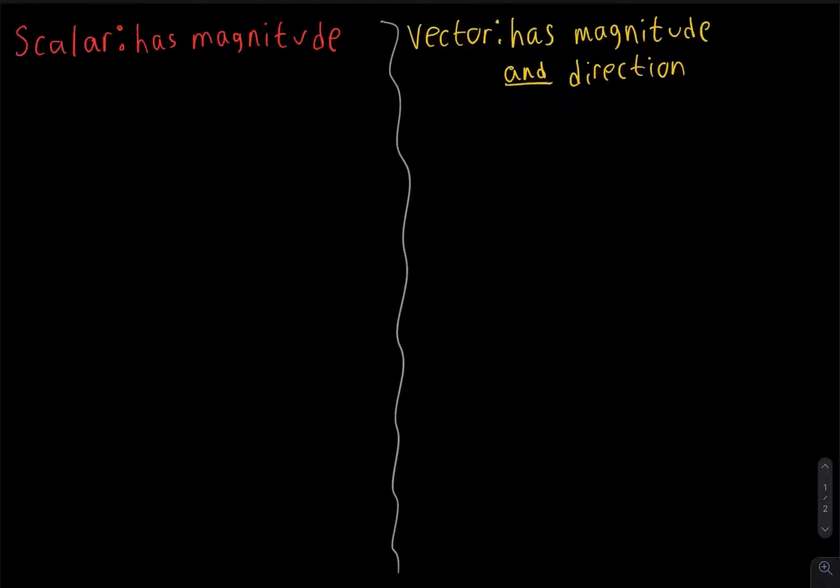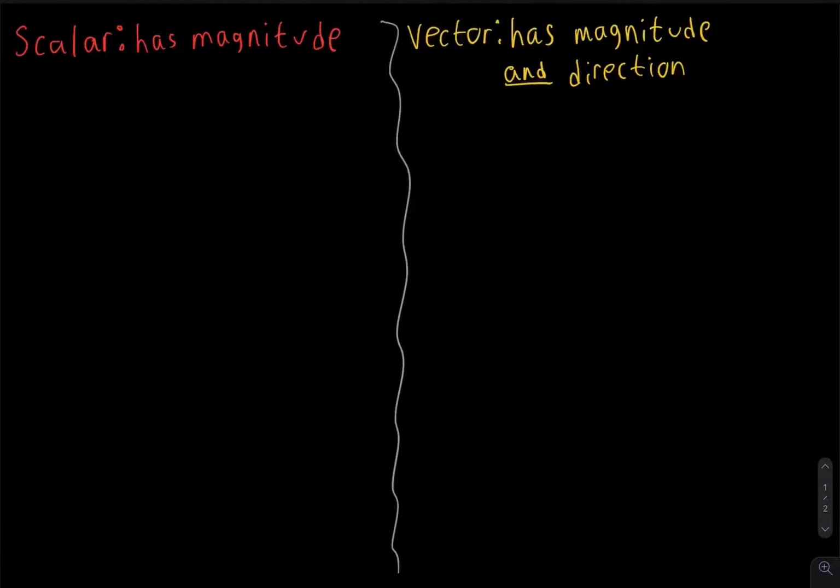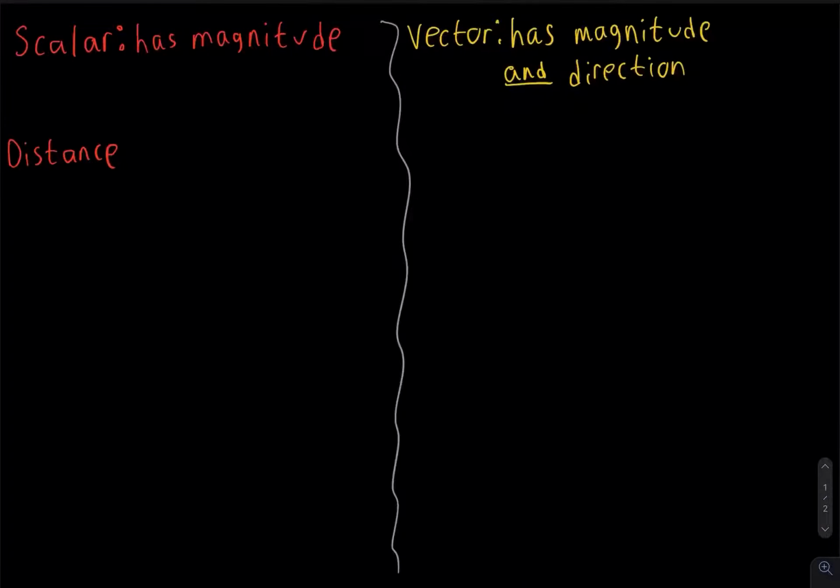Okay, so let's discuss an example of this to really get into the details of what the difference between these two things is. So we're going to talk about the difference here between the quantities of distance and displacement. So over here we're going to have distance, and over here we're going to have displacement.